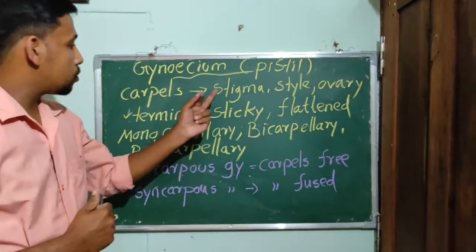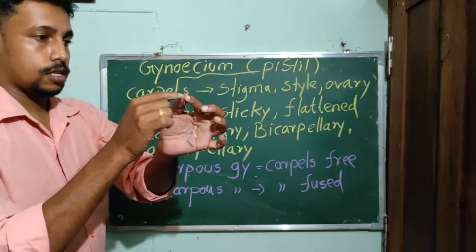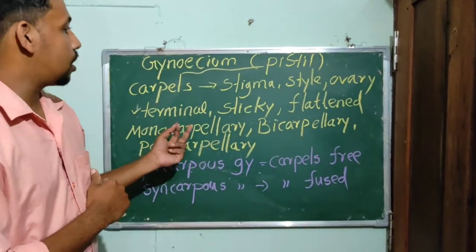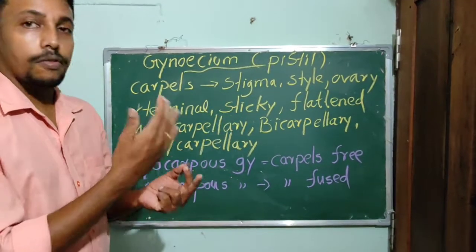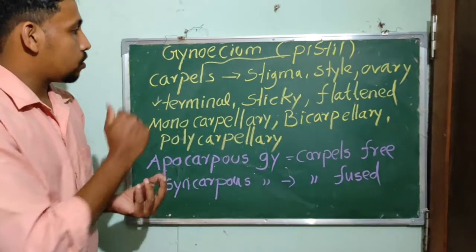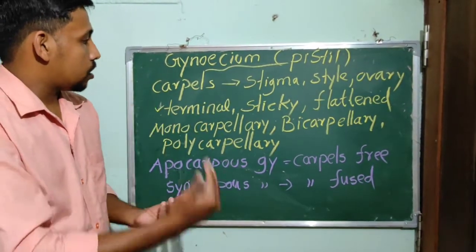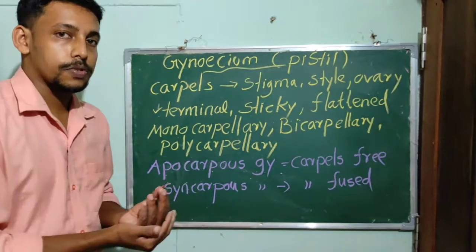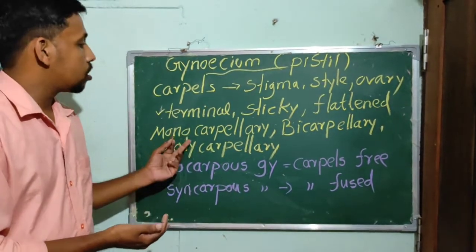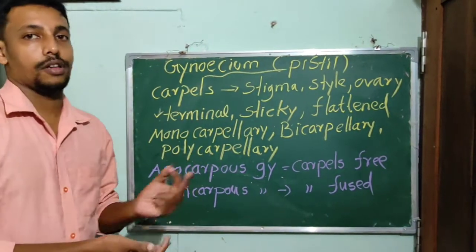The stigma is the terminal part. It is terminal, sticky, and may be flattened. Depending upon the number of carpels, there are different types: monocarpellary, bicarpellary and polycarpellary.